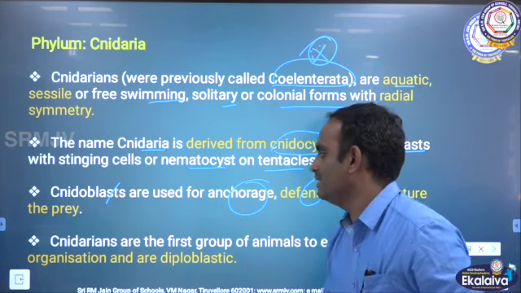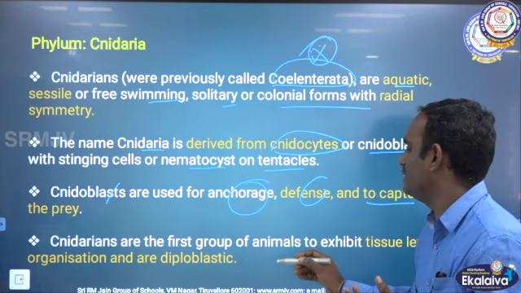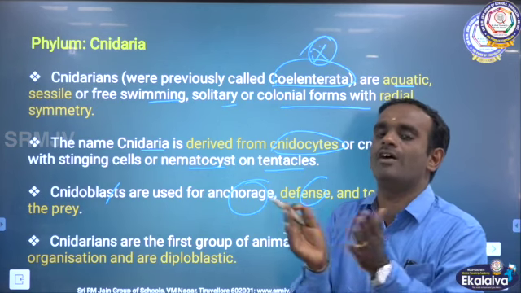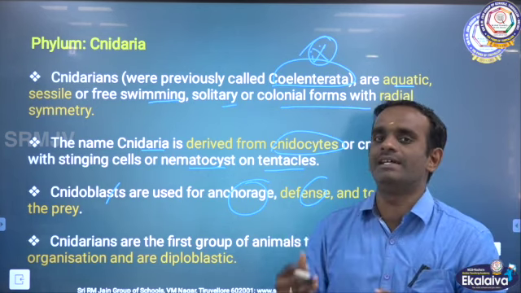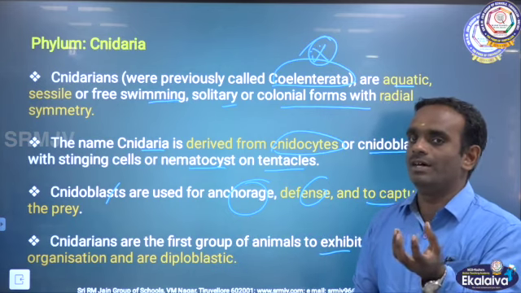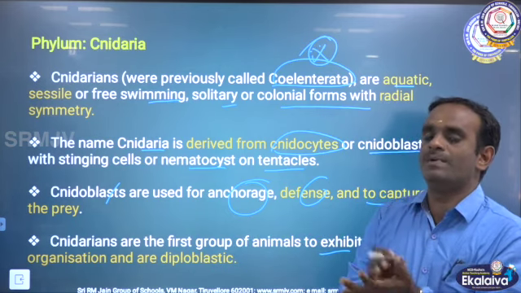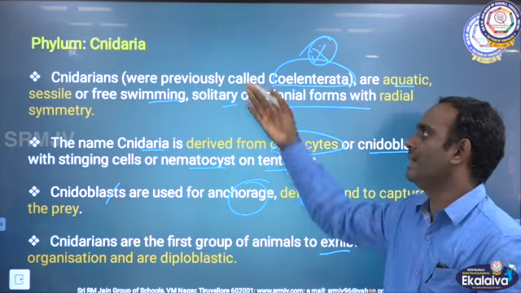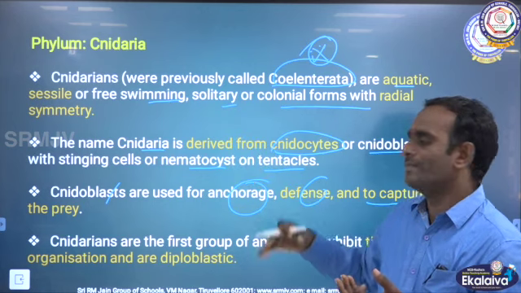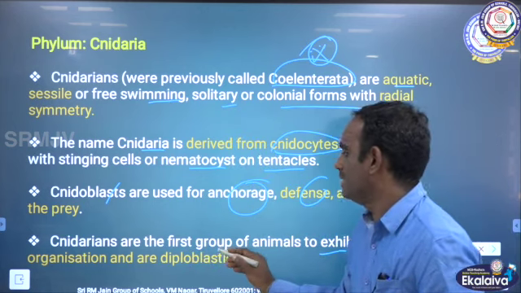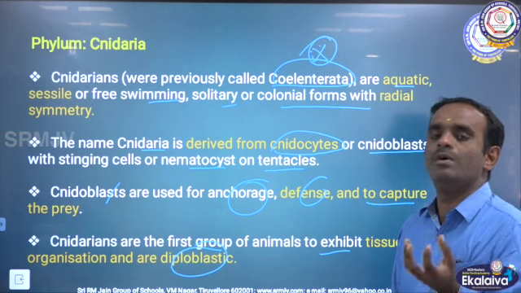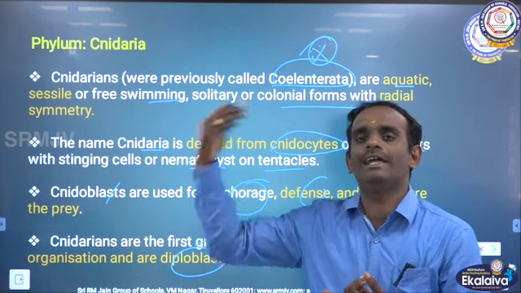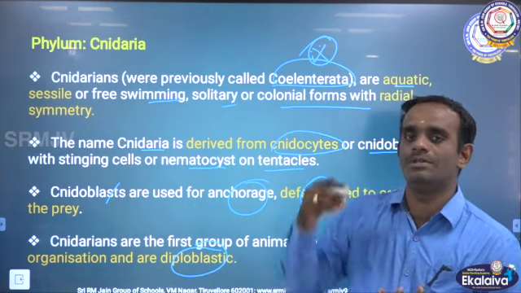Okay. So the Cnidarians are the first group of animals to exhibit the tissue level of organization. Previously we completed Phylum Porifera, called sponges. Sponges have only the cellular level of organization. Here Cnidarians are at the tissue level, and also diploblastic. Diploblastic means it has only two embryonic layers, outer ectoderm and inner endoderm. Clear, children?